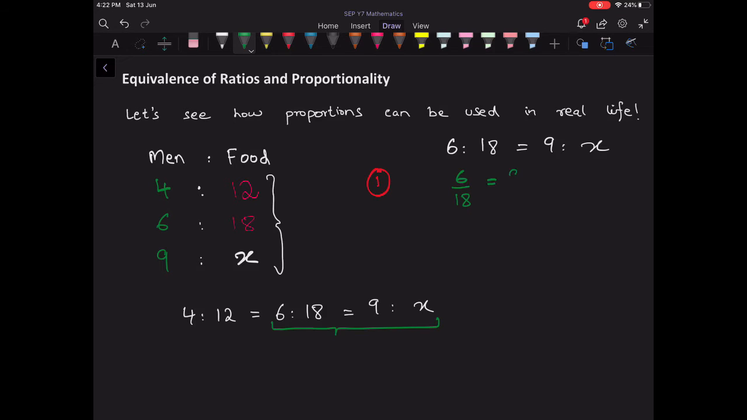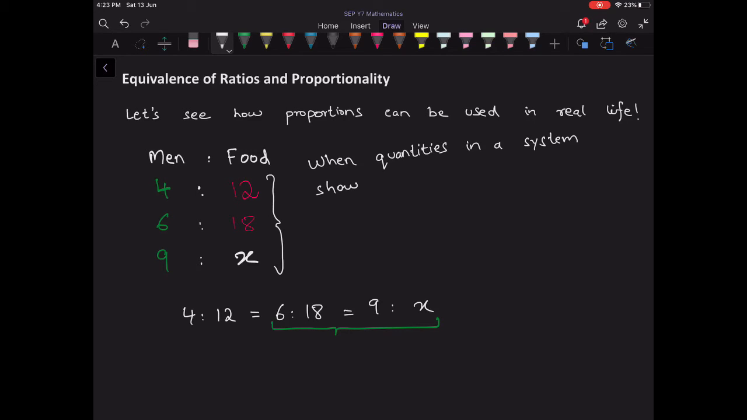We can solve this by writing them in fraction form. We can now flip the whole equation. 18/6 is equal to x/9. Simplifying gives us 3 on the left side and x/9 on the right side. Multiplying 9 on both sides gives us 27 as the value of x. This means that for 9 people, we would require 27 packets of food.